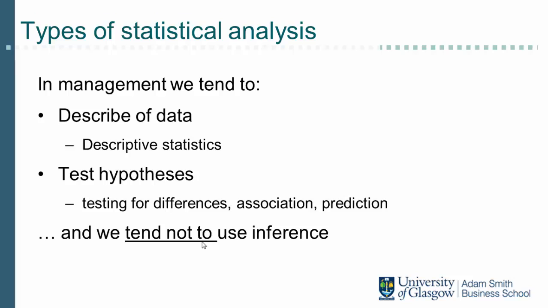Considering the purpose of the analysis, in management research there are two broad types of statistical analysis: descriptive statistics and hypothesis testing. Descriptive statistics provides numerical data that illustrate features of your population and summarize the findings. For example, data that shows what an average is in a given population. In management, we tend to test hypotheses looking for differences, associations between variables, and prediction. We also tend not to use inference, and I'll talk about it in a second.